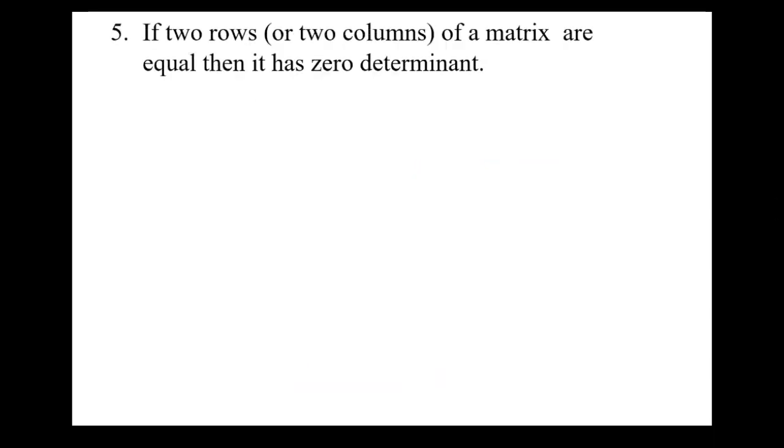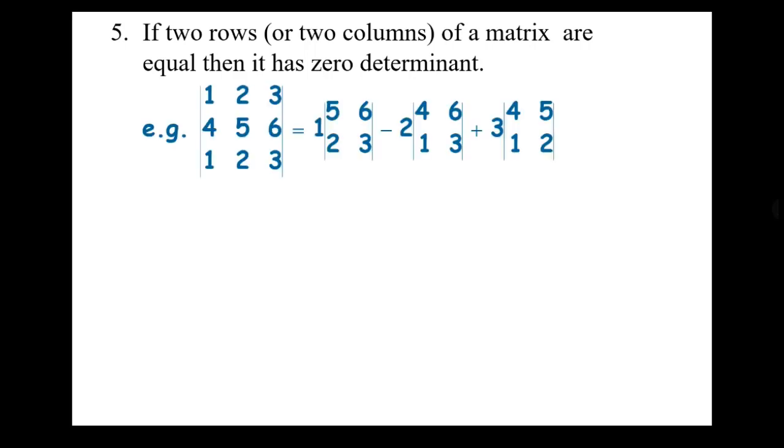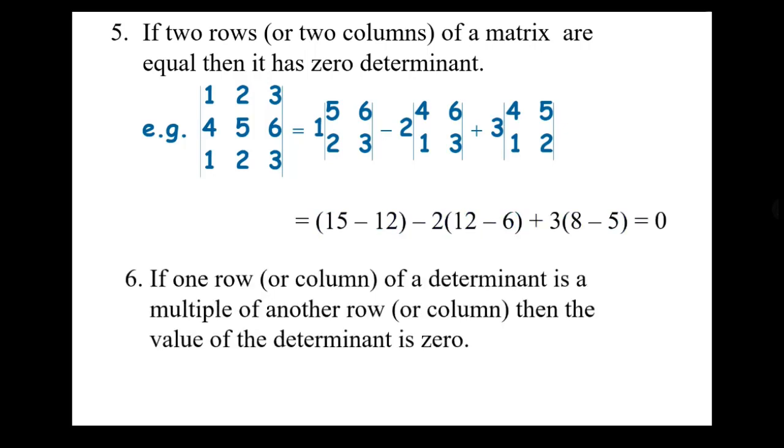The fifth property: if two rows or two columns of a matrix are equal, then it has 0 determinant. So here we can see that the first row and the third row have equal elements, 1, 2, 3 and 1, 2, 3. So when we find the determinant, it is 0.